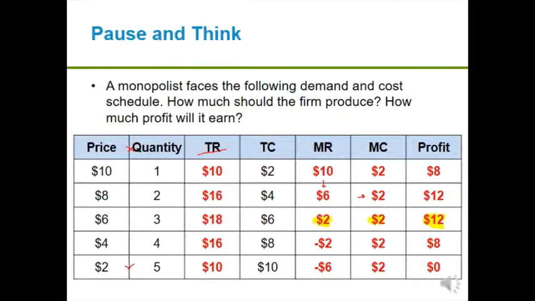Now, one thing you might notice is that you can also earn a profit of $12 when you only produce 2 units instead of 3. Why do you produce 3 units? And the reason is we don't know all these things in advance. We don't have a perfect demand schedule. But we do know that when we're producing 2 units, when we get to that second unit, our marginal revenue exceeds our marginal cost, which means we can produce more.